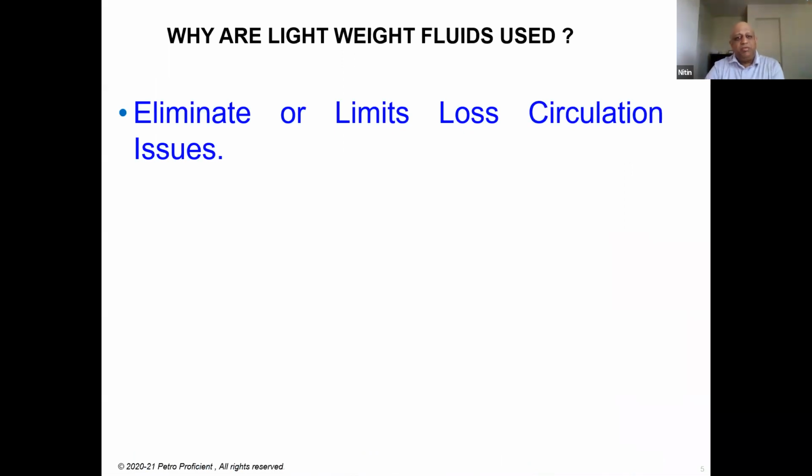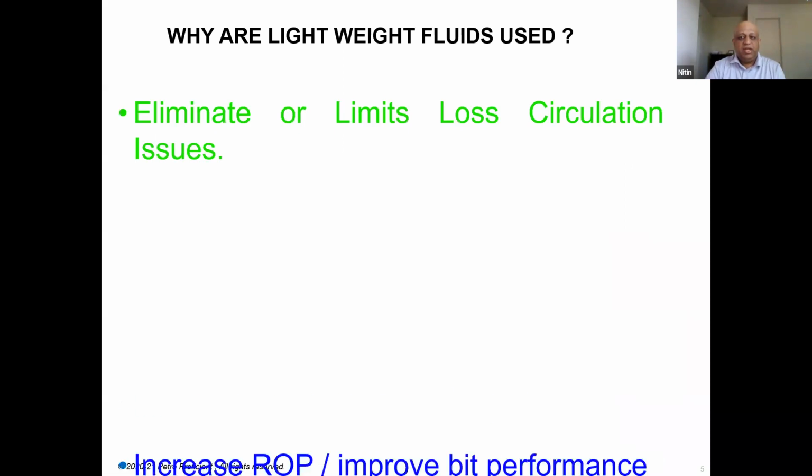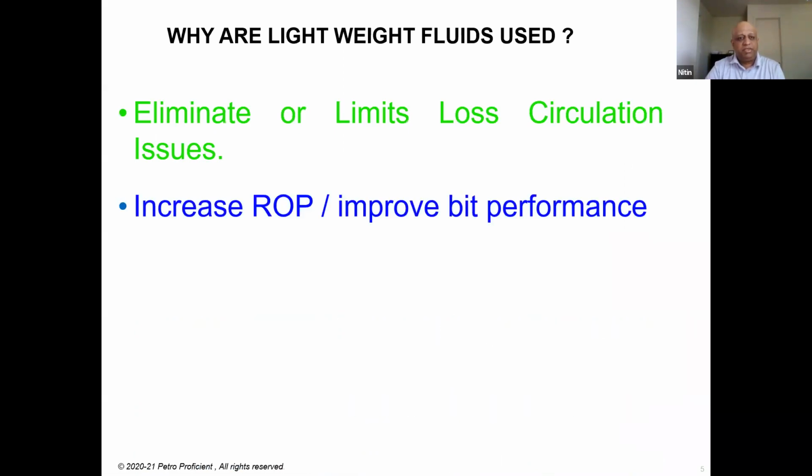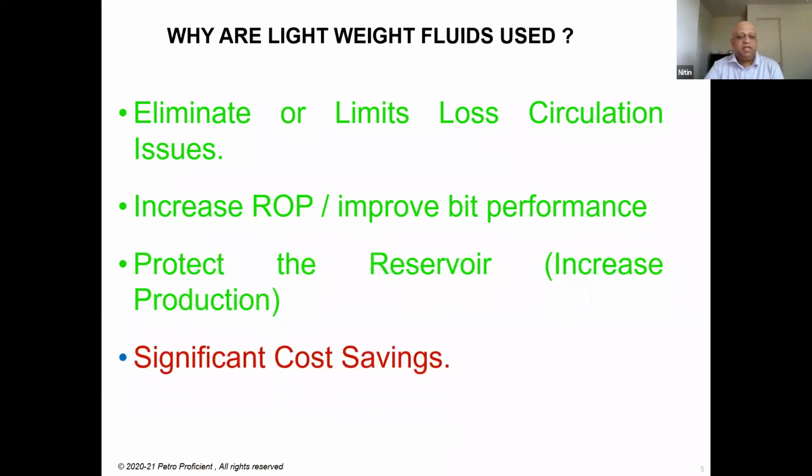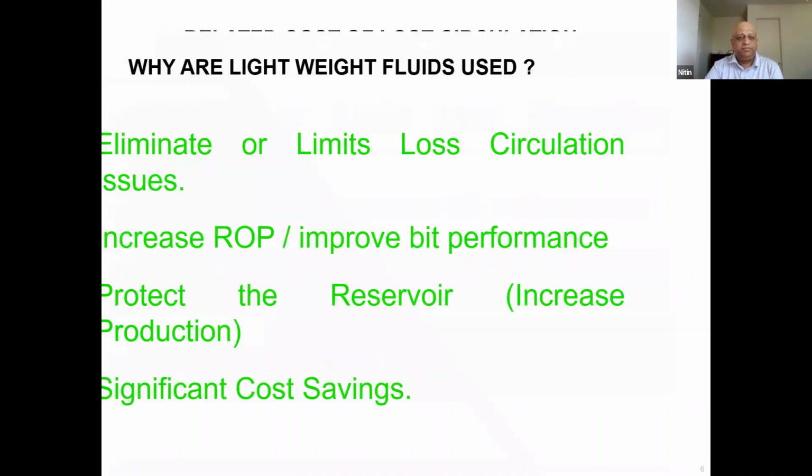So there are two main criteria here as we're discussing. One is to eliminate the loss circulation issues and increase ROP and bit performance. And if you are in a productive zone, you protect your reservoir and increase the production. In that case, you need to use nitrogen and not air for drilling. But the overall objective is to save cost of drilling.